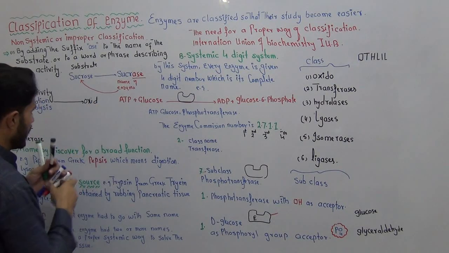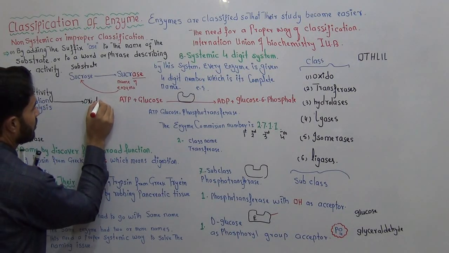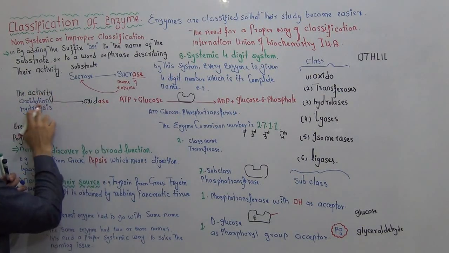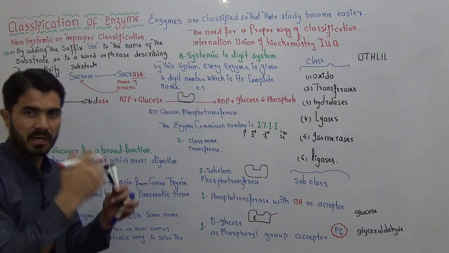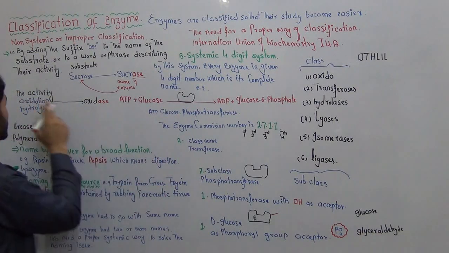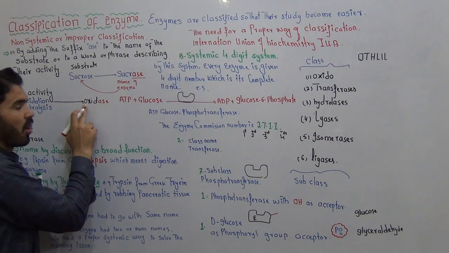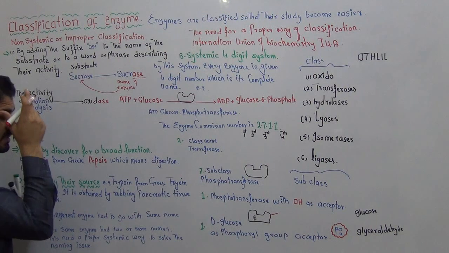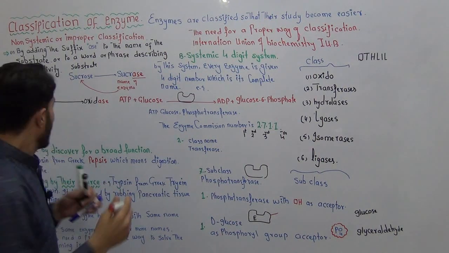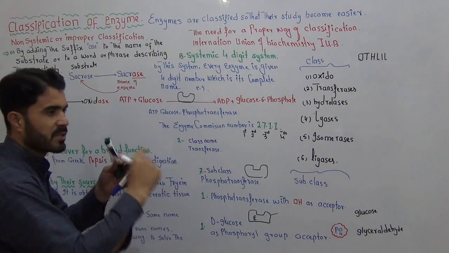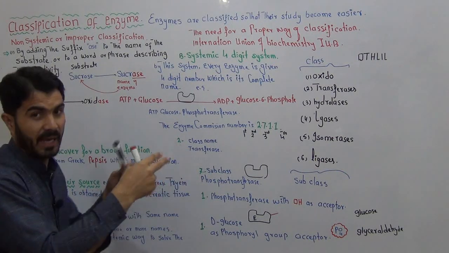So again we are placing ASE as a suffix, because this is the activity. Oxidation is a chemical reaction, it is a kind of activity. So the enzymes which are involved in this activity will be called oxidase for oxidation. And hydrolysis is another activity in which some compound is broken down with the help of water.